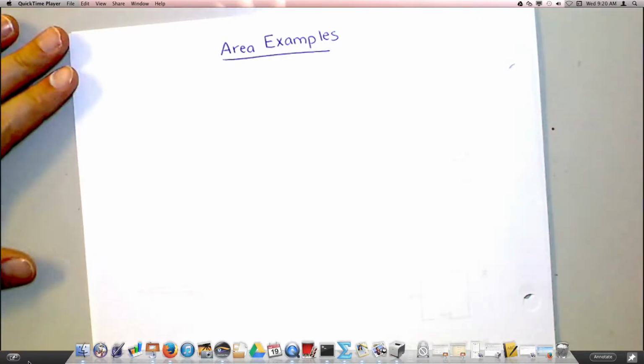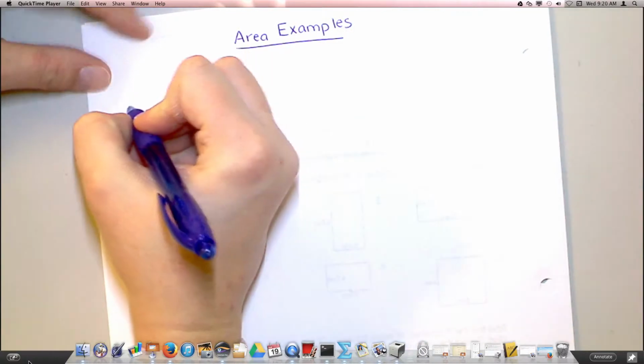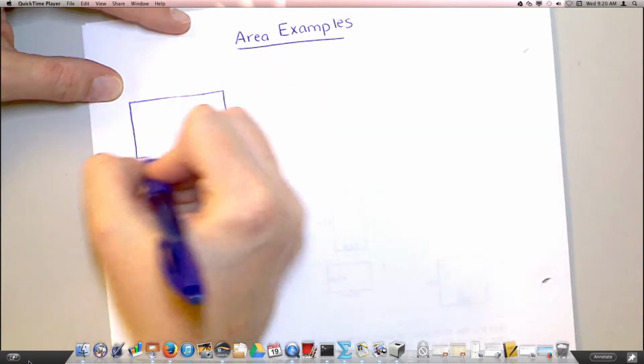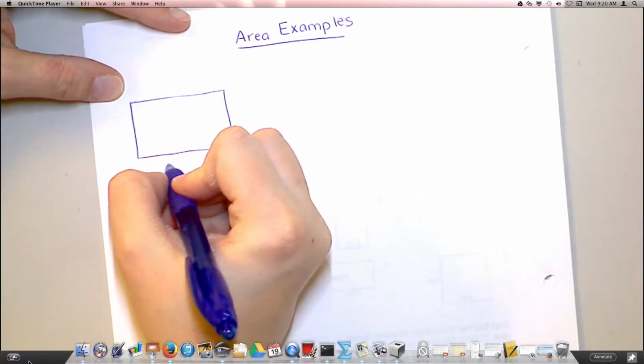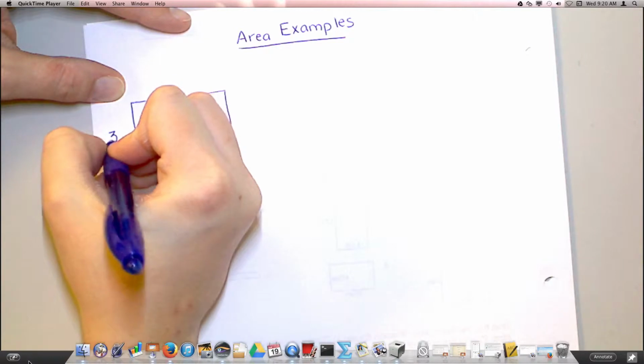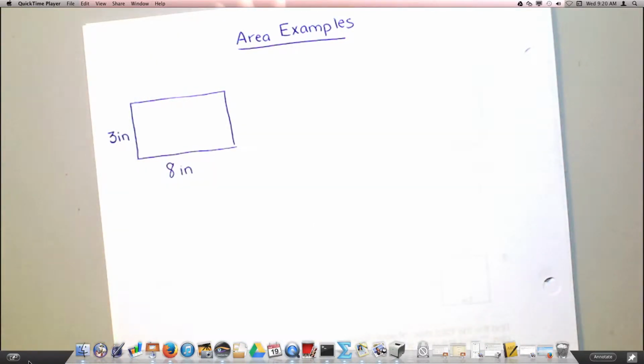Okay, so we'll start really easy, we'll slowly get more complicated. Okay, first example, draw this for me. Let's say this is 8 inches, this over here is 3 inches. How do I find the area? Spencer? Okay, 3 times 8.